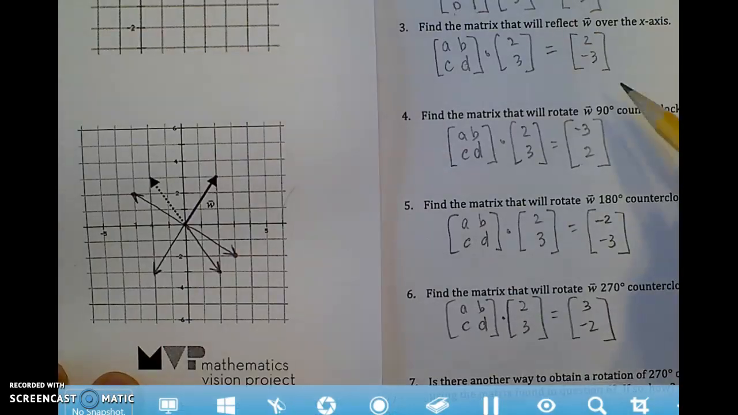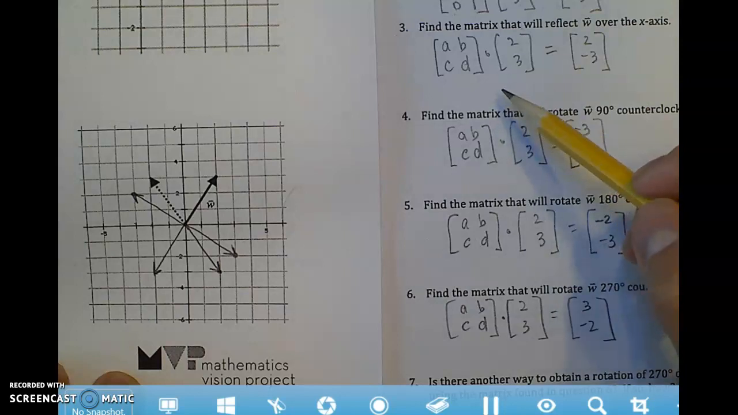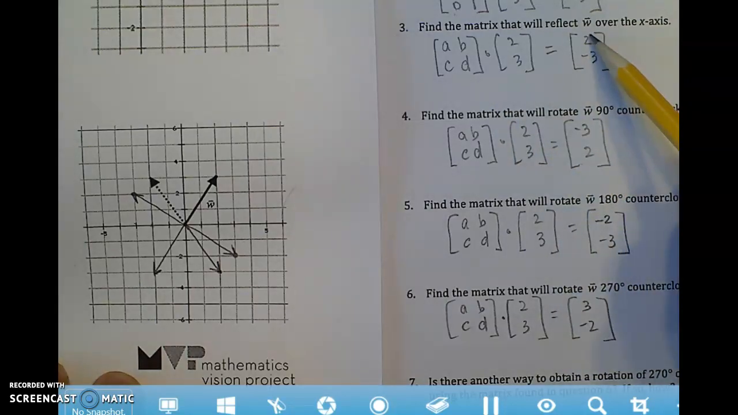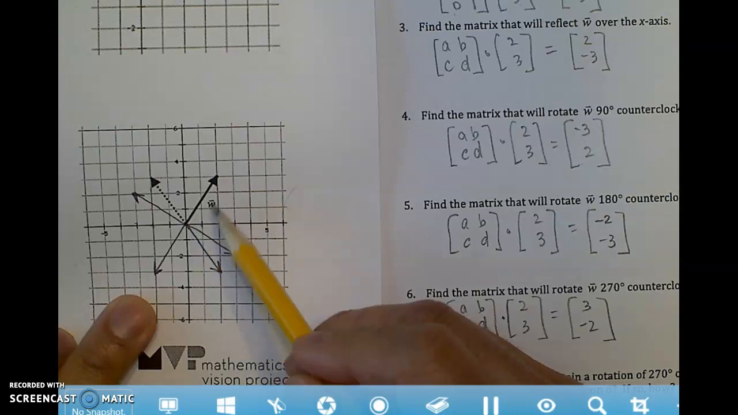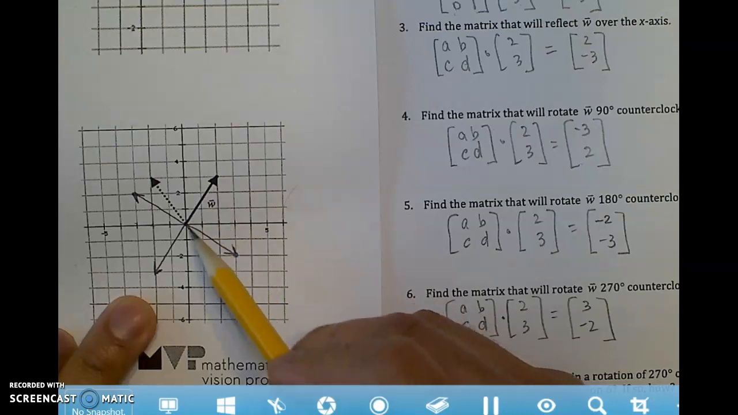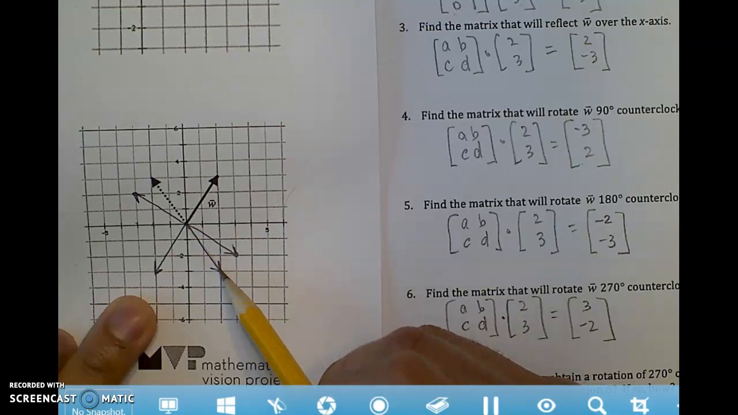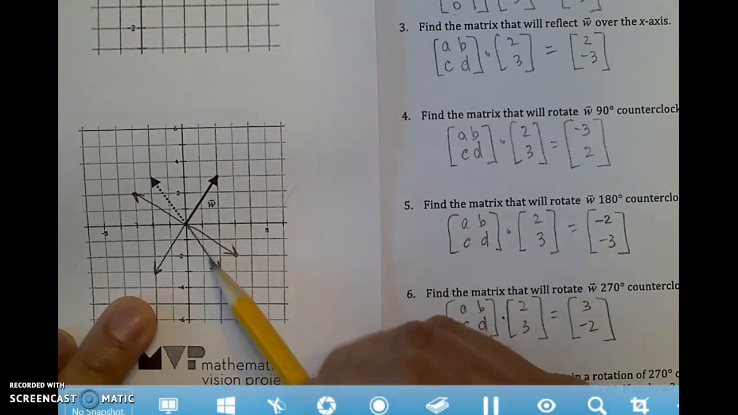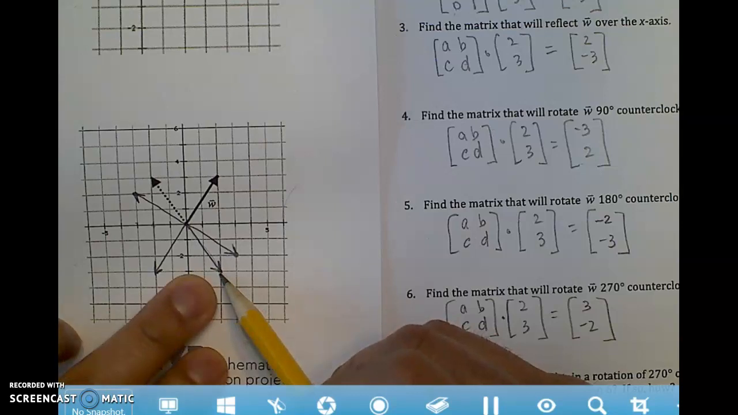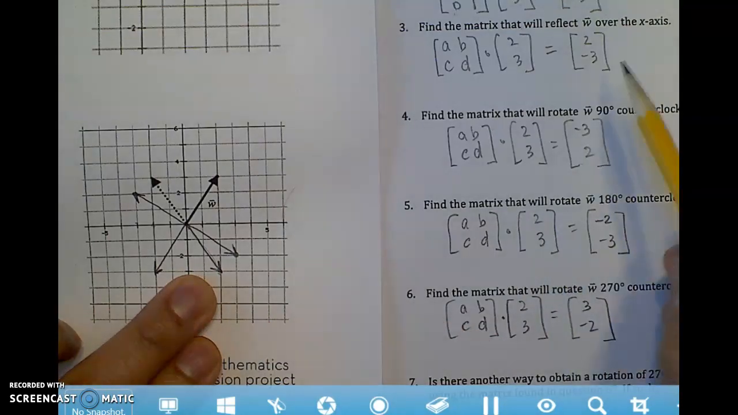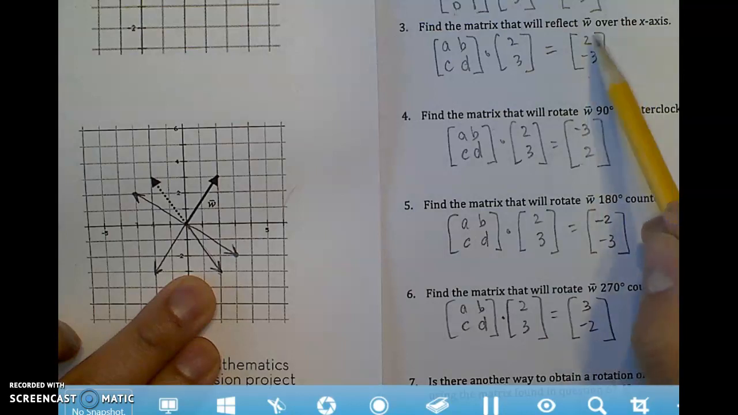Alright, so we want to at least be able to set it up. So we can figure out what these matrices are going to do for these different transformations. Again, for number 3, we want to reflect W over the x-axis. Here again, I drew the various transformations. This vector right here is the reflection of vector W over the x-axis. So it's flipping it over the x-axis. This vector, which represents the reflection, has horizontal and vertical components of positive 2 and negative 3.